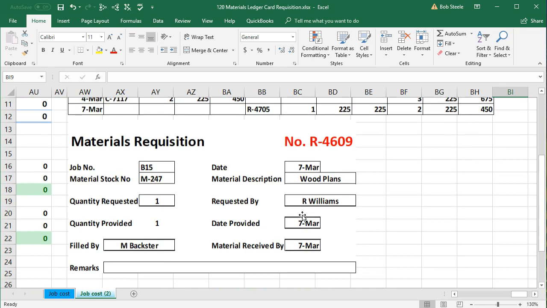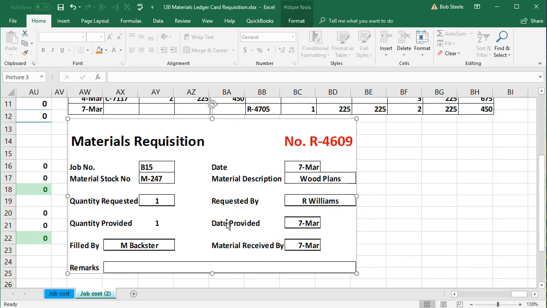So the inventory we imagine is in the warehouse. We might have something like a requisition form, something like this. This is just an example of a requisition form, which would have the job number, the materials, the date of the requisition, and what we want, if it's planks of wood, requested by, and it's going to be filled out by. So we have this check and balance here.